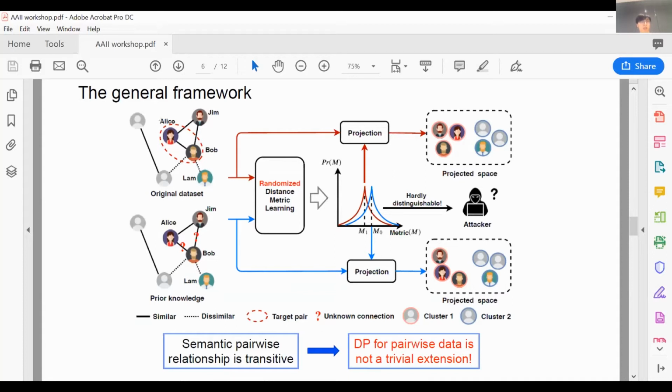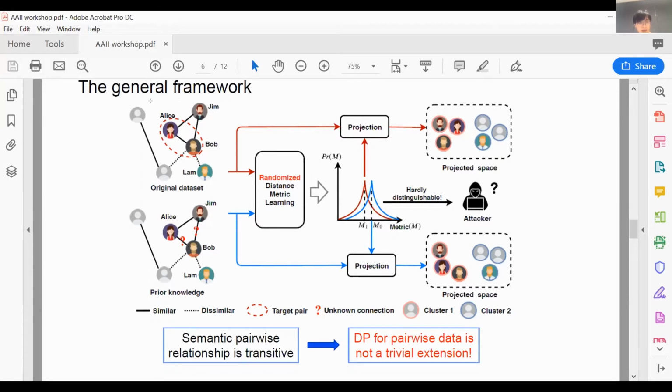If the adversary is interested in the relationship between Alice and Bob, and we simply remove this edge between Alice and Bob, it's not private because the adversary is smart. They can infer the relation between Alice and Bob from Jing. So we observe that semantic pairwise relationships are usually transitive. That means DP for pairwise data is not a trivial extension.